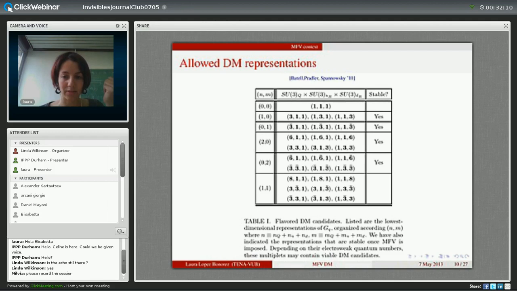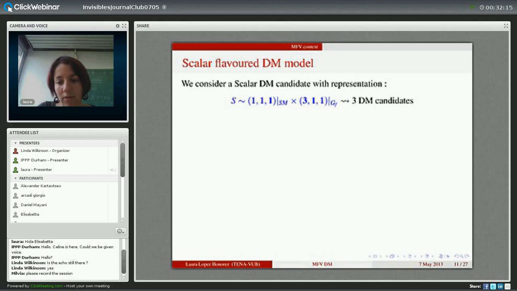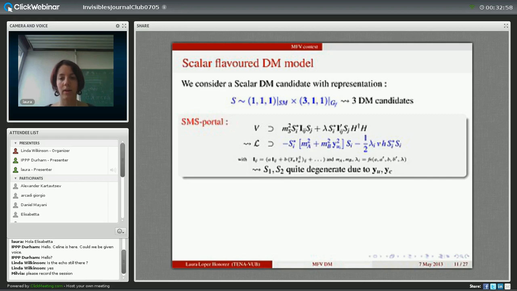Okay, so that was for the stability of dark matter within the minimal flavor violation hypothesis, and we have considered one possible representation that was proposed by these authors, which is a scalar dark matter candidate, a singlet under the standard model, but a triplet under one of these SU(3)s of the flavor symmetry group. Given that we have a triplet, we have three components, three possible dark matter candidates, and this is, in any case, a scalar that you can still couple to the Higgs portal.